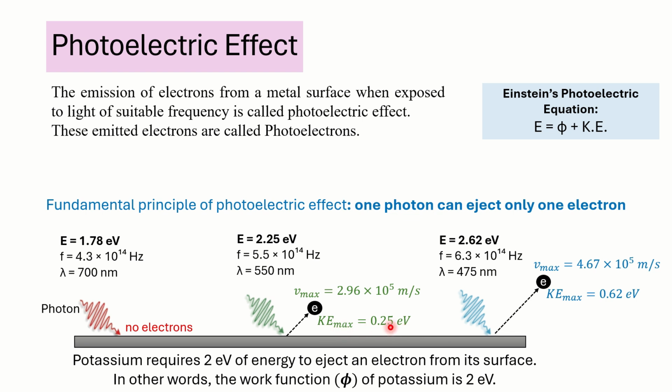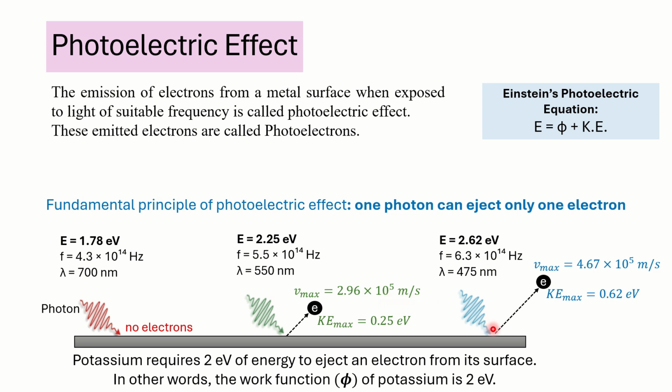Once we know the kinetic energy, we can get the speed of the electron. Kinetic energy, what is the formula? Half mv squared. Before using half mv squared, we should first convert the electron volt into joules, then use the formula, and then we can find the maximum speed of the electron. In this case it is around 2.96 times 10 to the power of 5 meters per second.